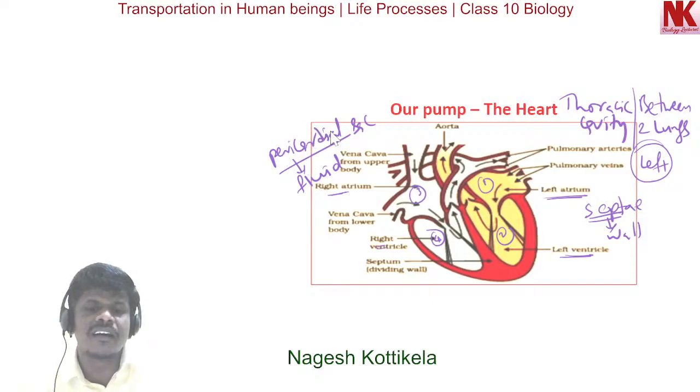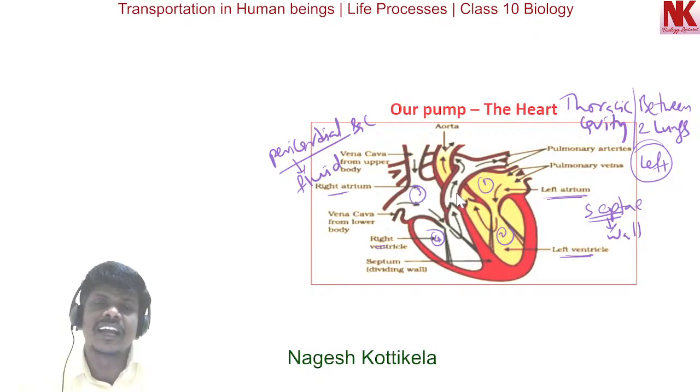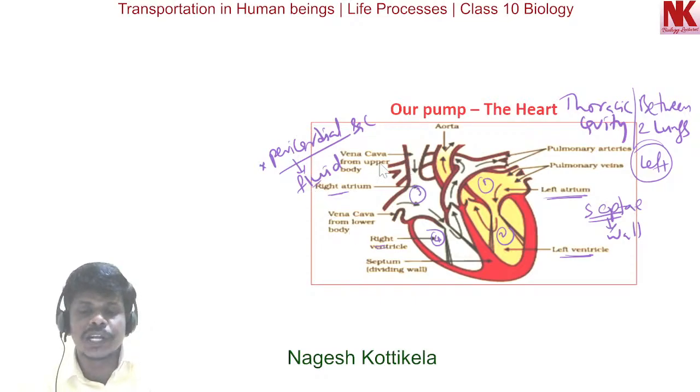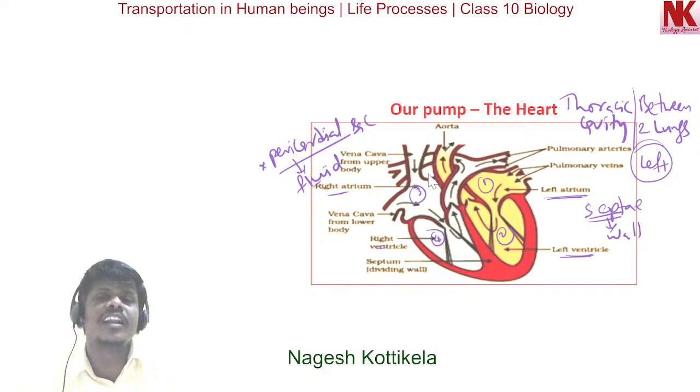So this pericardial fluid is present inside this pericardial sac. This protects the heart from the mechanical injuries. So here the heart is protected by a double walled membranous bag called pericardial sac. This pericardial sac is enclosing the pericardial fluid, which is protecting the heart from mechanical injuries.